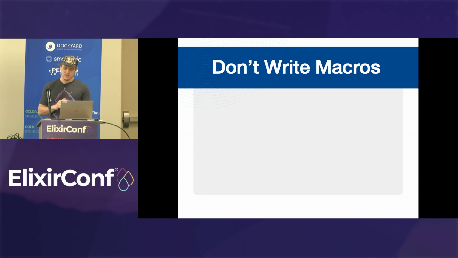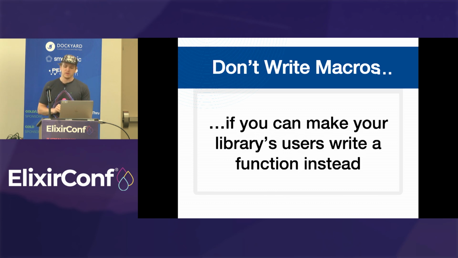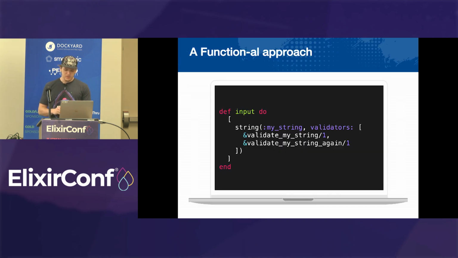But the main one that I will cite today is this. Don't write macros if you can write a function instead. Or I guess more appropriately for me, if you can make your library's users write a function instead. Ultimately, the code I was generating was not complex at all. It was so simple, in fact, that I could simply document the structure, define a callback, and let the developer write it. The only mystery here is this string function.